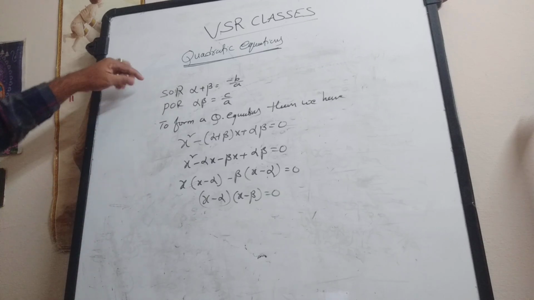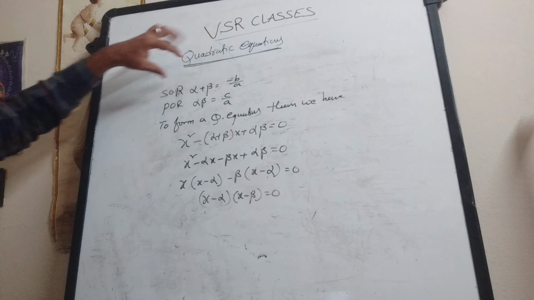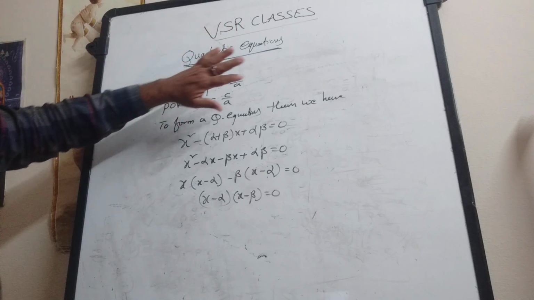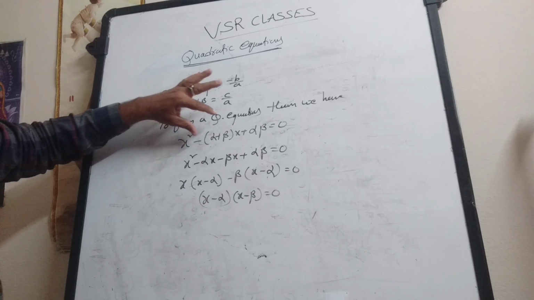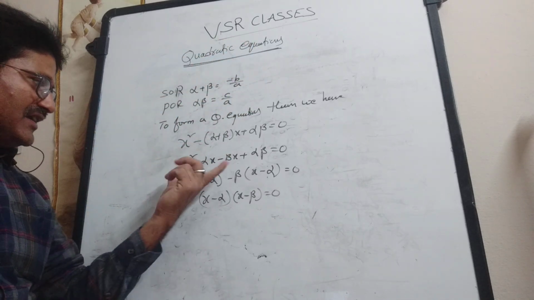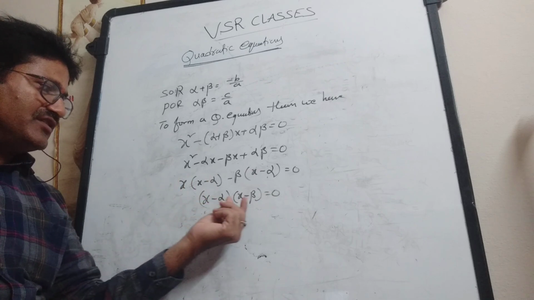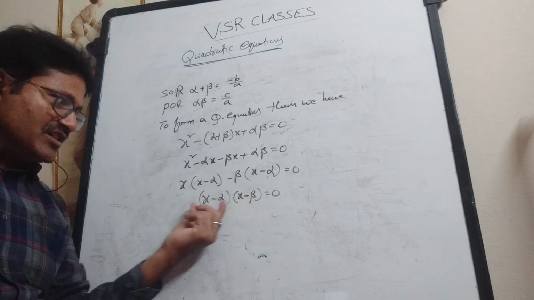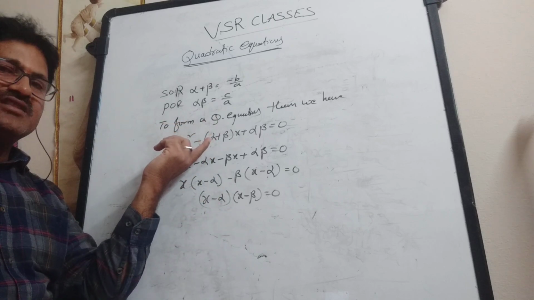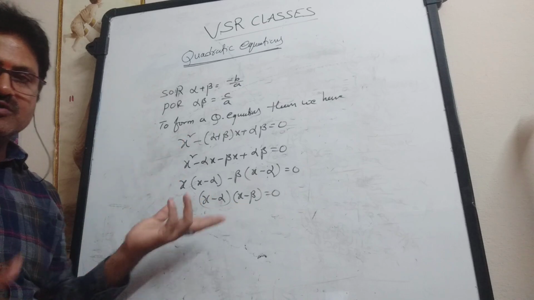Previously we got the sum of the roots alpha plus beta equal to minus b by a, and the product of the roots alpha beta equal to c by a. To form a quadratic equation, we have x square minus (alpha plus beta) into x plus alpha beta equal to 0. Whenever you make it a perfect value and take common, you will get (x minus alpha) into (x minus beta) equal to 0. This is also a quadratic equation. If you know this formula, directly you can substitute in this whenever the sum of the roots is given, and otherwise you make it like this, you will get the answer.